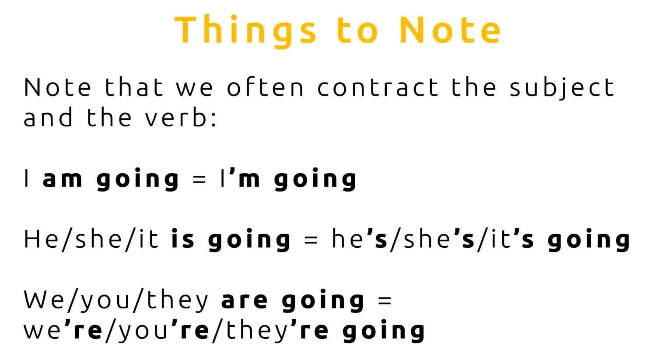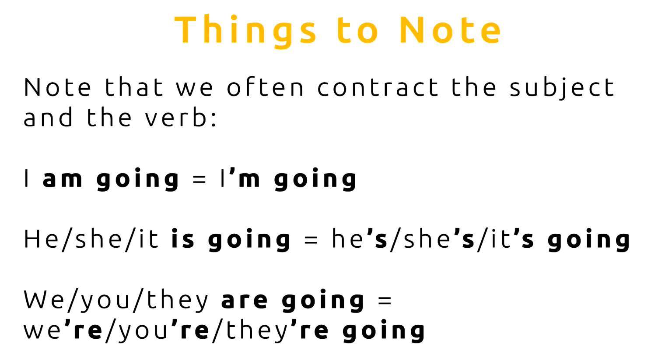So let's look at the thing that we need to note for the present continuous. There's just one thing I want to bring your attention to. It's how we contract this tense. We make it shorter, especially in spoken English. So have a look at this. Note that we often contract, which means to make shorter, the subject and the verb.